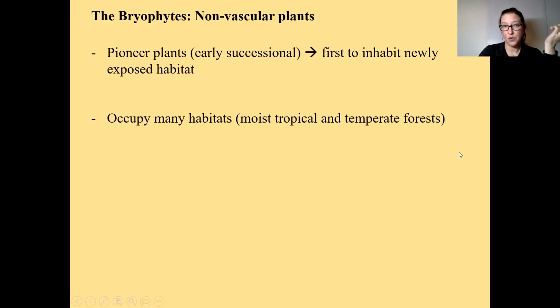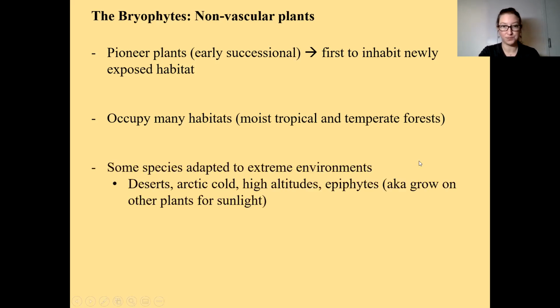Because they need water to have their sperm swim, most of them live in moist habitats like tropical or temperate forests. However, they can actually occupy many different habitats. For example, even in the desert, which we'll talk about a little bit more, but they still need water to make their sperm swim, even if they live in the desert. Oh yeah, we're going to talk about it right now.